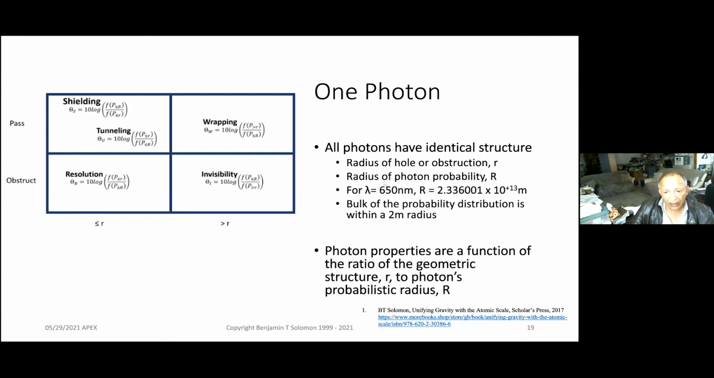So we have a radius of an obstruction, small r, and the radius of the photon is a big R. And we can say that shielding can be described by the log function of the probability of the big radius divided by the function of small radius. And this matches Otoshi's experimental results they conducted at NASA.